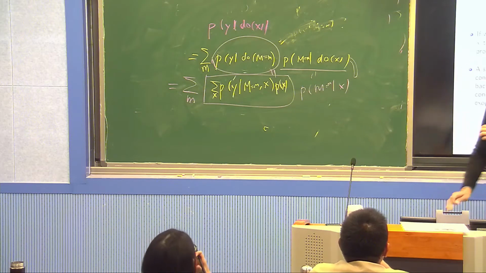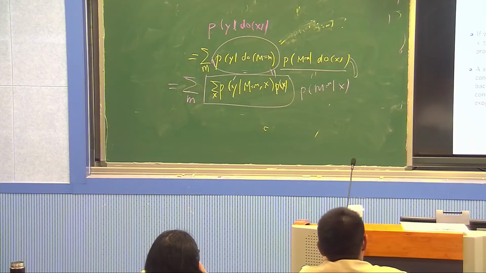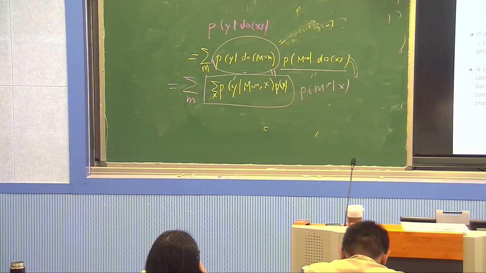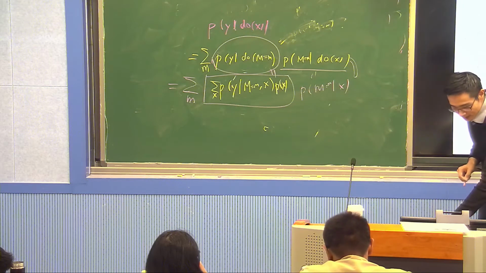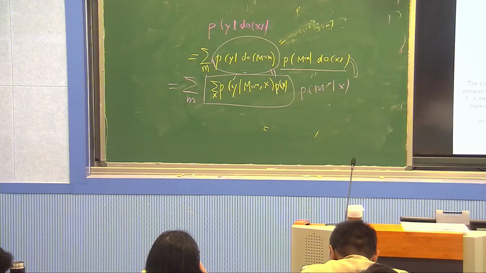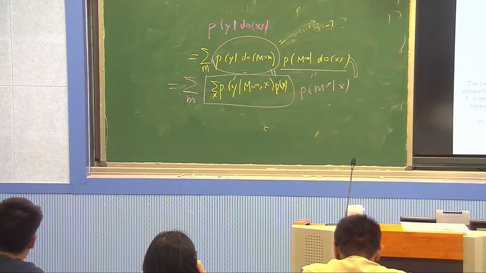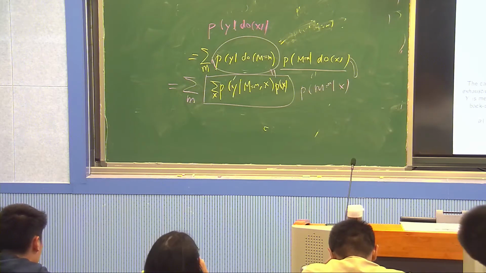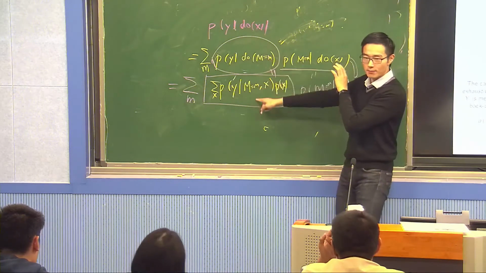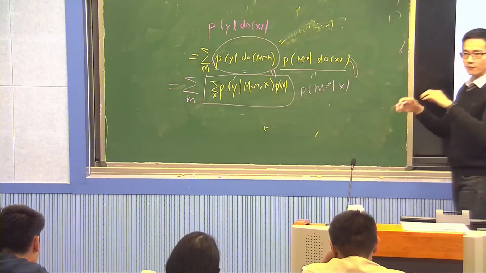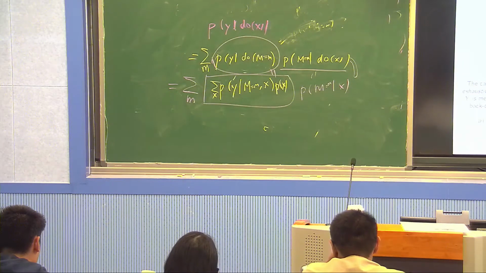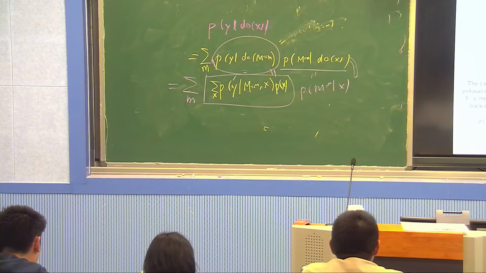But then the third condition is that conditioning on x blocks all the backdoor paths from this variable to y. Okay? So this is a little bit less intuitive. The third condition is that conditioning on x we can block all the backdoor paths from m to y. This is what enables us to do this step. So if we can find a variable that satisfies these three conditions, then we say this variable satisfies the front door criteria.